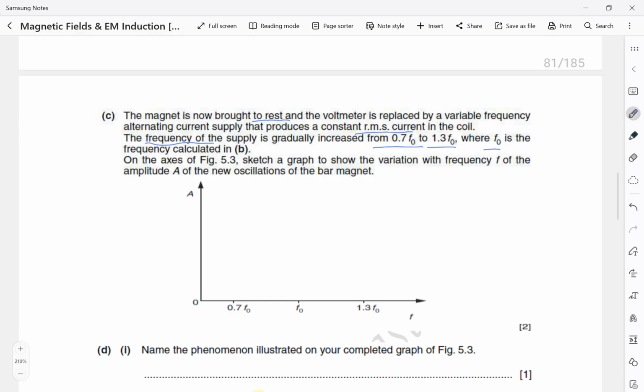On the axis of the figure, sketch the graph to show the variation with the frequency f of the amplitude A of the new oscillations of the magnet. Now the frequency of the supply is gradually increased from 0.7 f0 to 1.3 f0, where f0 is going to be the resonant frequency.